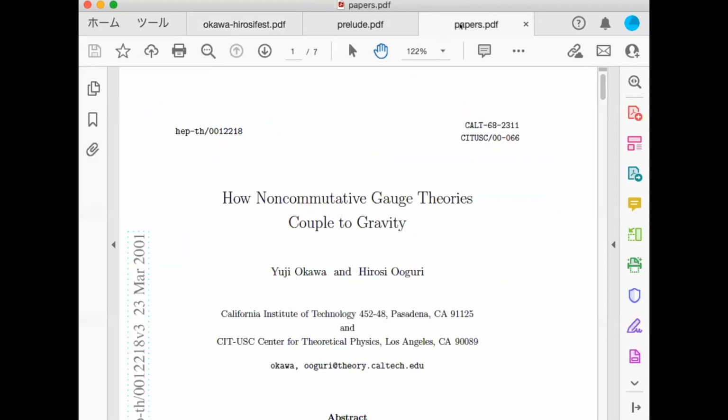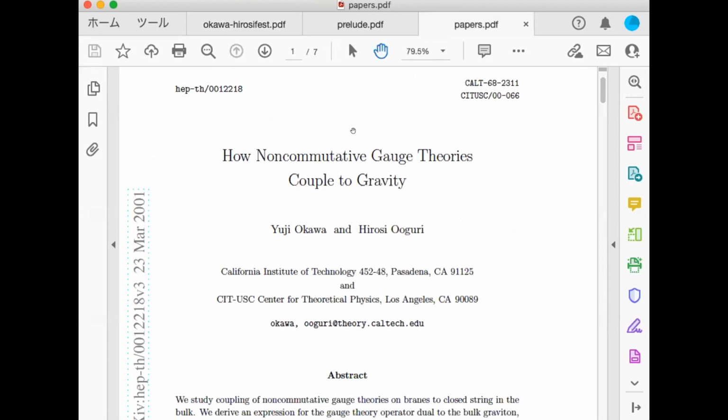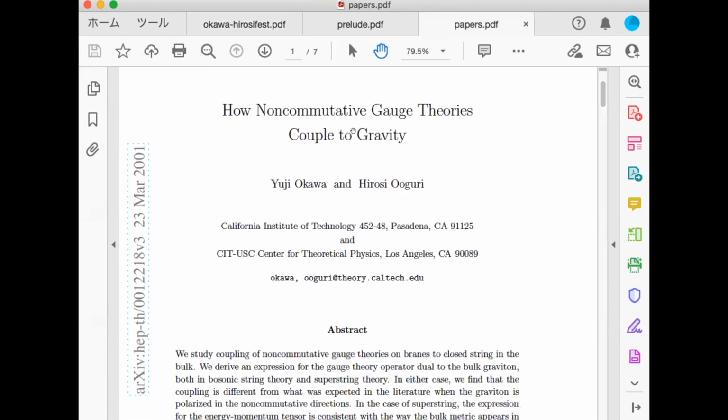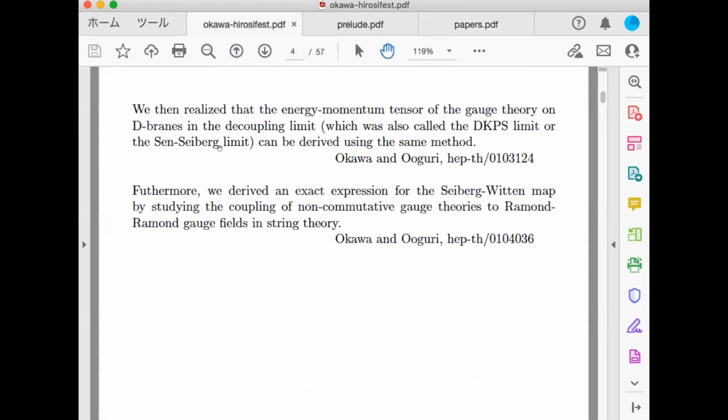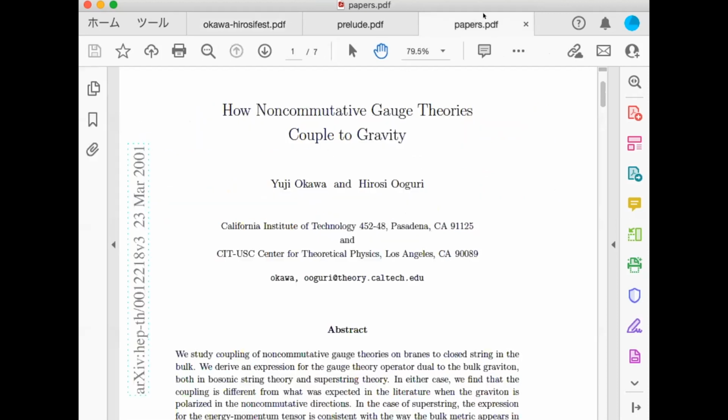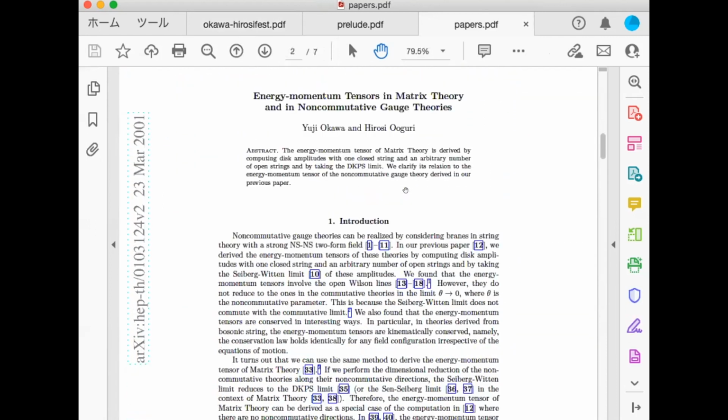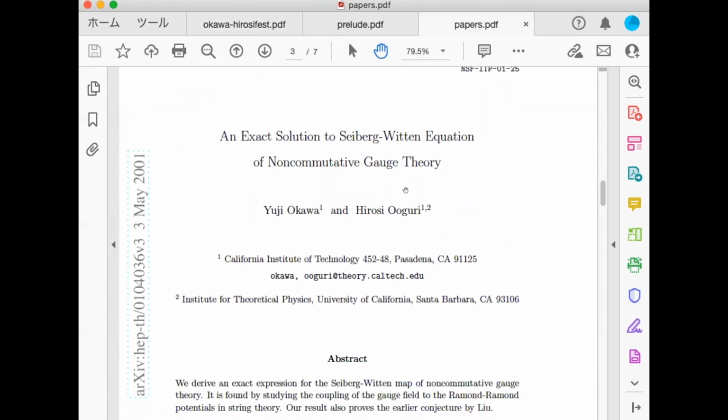This is the first paper I wrote with Hiroshi, on the covering geometry. Then we realized the same technique can be used to calculate the energy-momentum tensor of the gauge theory on D-branes in the decoupling limit, which is also called the Seiberg-Witten limit or the scaling limit, depending on the context. So we wrote that second paper. And first of all, we can derive an exact expression for the similarity map by studying the coupling of the non-commutative gauge theory to the Ramond-Ramond gauge field in string theory. This is the second paper, which is certainly related to today.